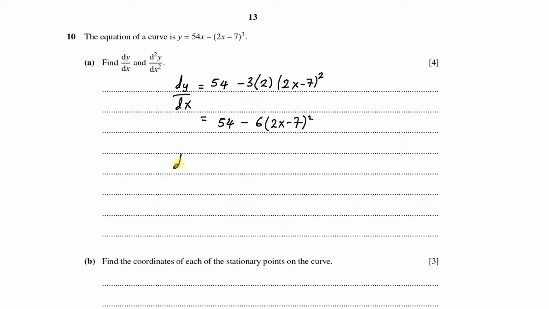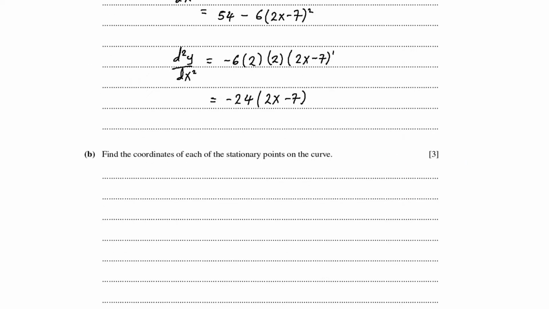And for the second derivative, we can differentiate the first derivative. So the derivative of 54 is 0. Then here we've got minus 6, bring down the 2. Then the derivative of 2x minus 7, that's 2. Then 2x minus 7, then 2 minus 1, which is 1. So this can be simplified to minus 6 times 2 times 2, that's minus 24 of 2x minus 7. So this is the second derivative.